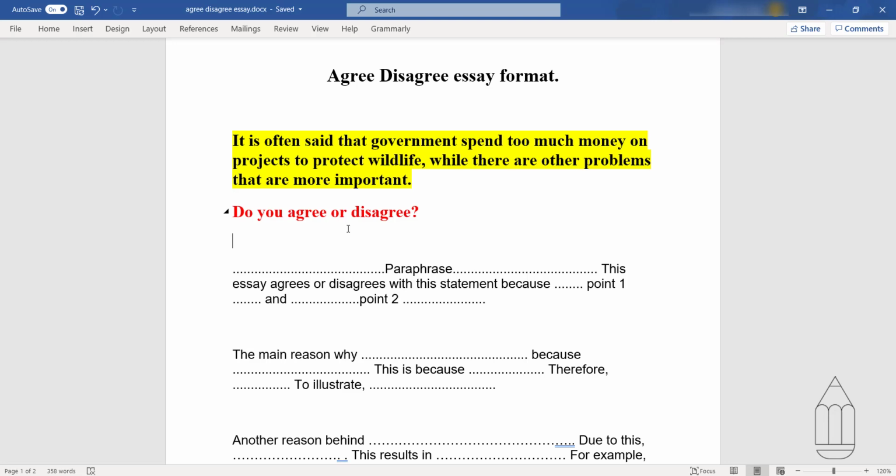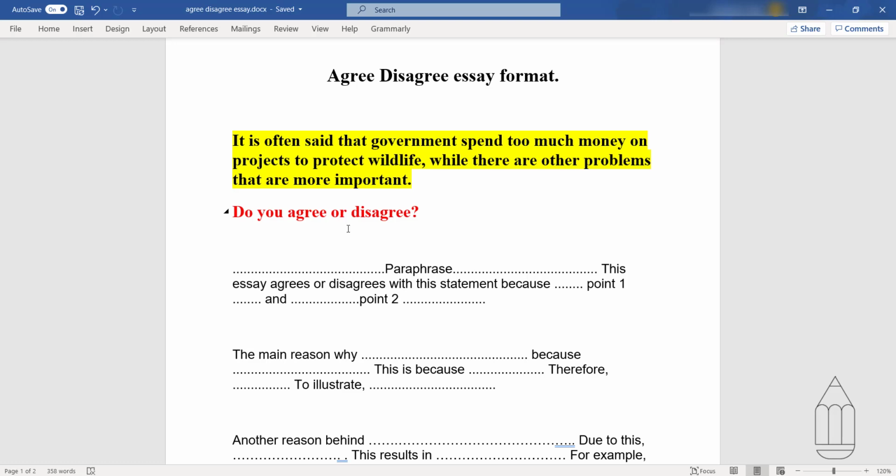For example, here the essay says that government spends too much money to protect wildlife while we have other problems. It doesn't matter to the examiner whether you agree with this expenditure or not, or whether the government should spend more on problems related to poverty or other things that we have in society. So you have to fulfill the criteria for the IELTS exam. It doesn't matter whether you partially agree or disagree with this statement, but my approach is to go for one side, either agree or disagree with the essay.